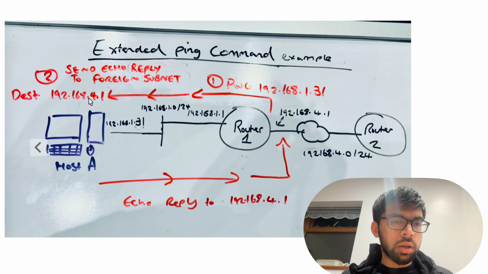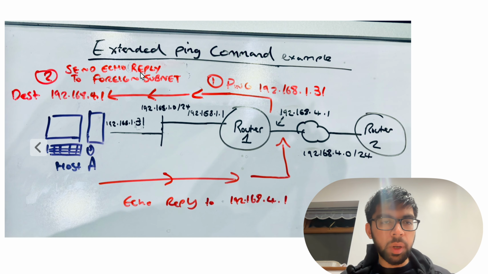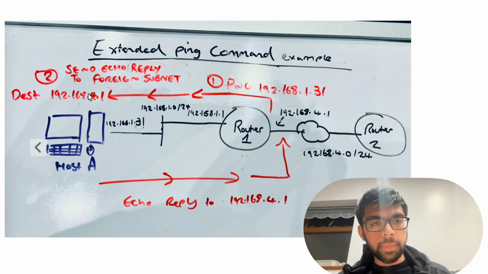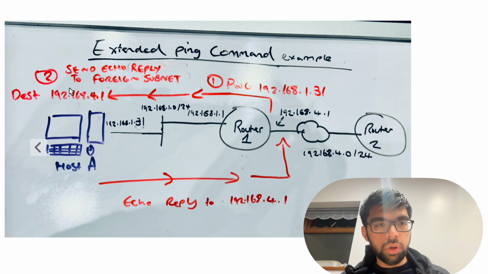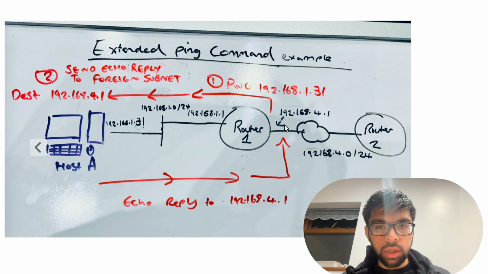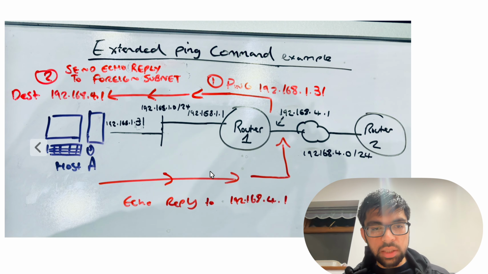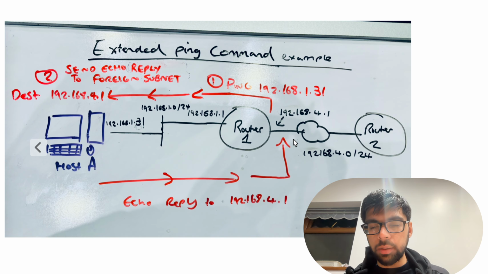that ping goes to host A. Host A then tries to send an echo reply to router 1, and it knows that it's sending to a different subnet because its IP address is 1.31. But the source IP address was 4.1. So that's in a different subnet to host A. Host A recognizes that, it sends the echo reply, and it actually reaches that interface.